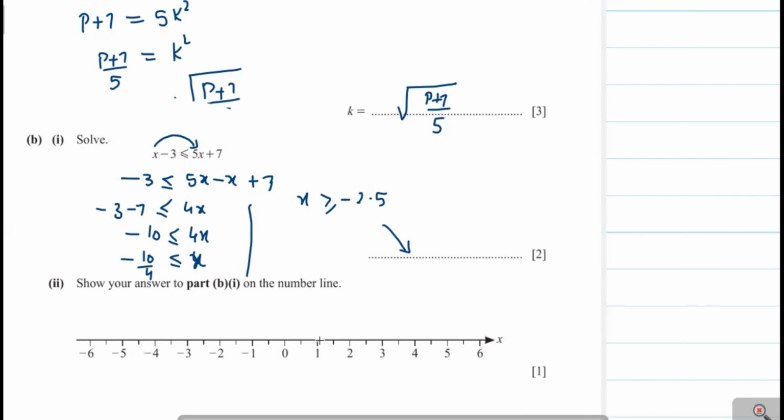You see here, these are the numbers: minus 1, minus 2. This number is minus 2.5. And the inequality is x greater than or equal to minus 2.5. We mark a circle here and fill it in, because the minus 2.5 value will be included in x. Now for the greater than, we draw the arrow towards the right side, and all the values greater than minus 2.5 will be included: minus 2, minus 1, 0. And this is the answer.